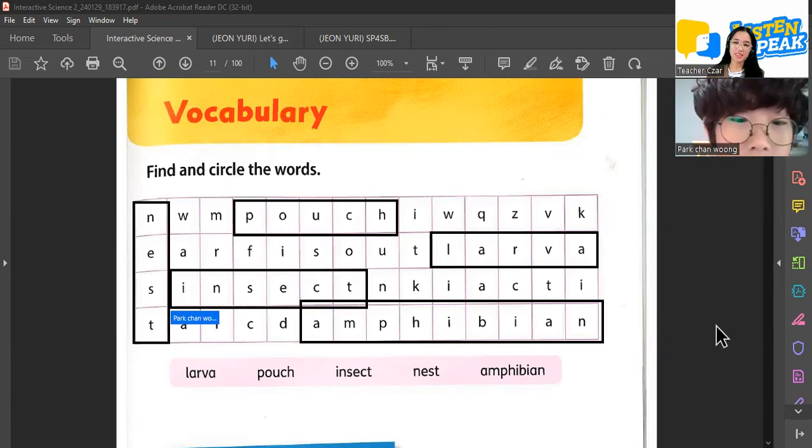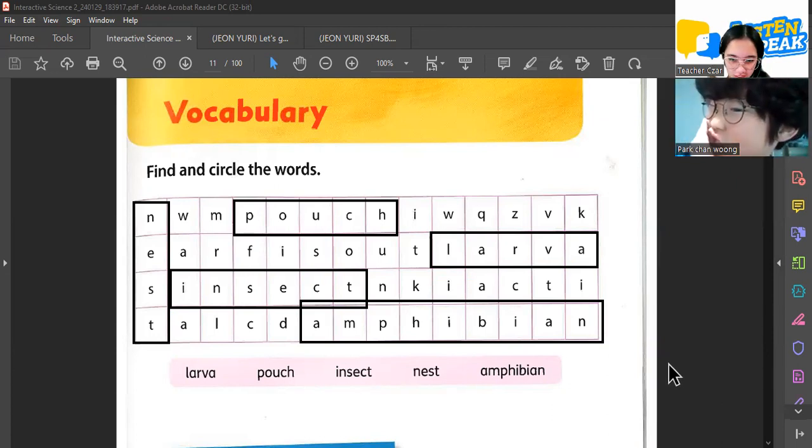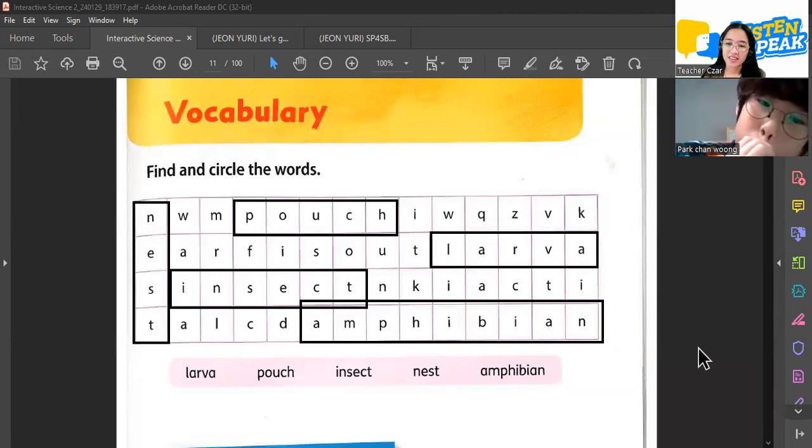Okay, all done. Very good. So you have five words from now on. Okay, and you all got it. You found it all. So how about the word act? Act. Can you find the word act?